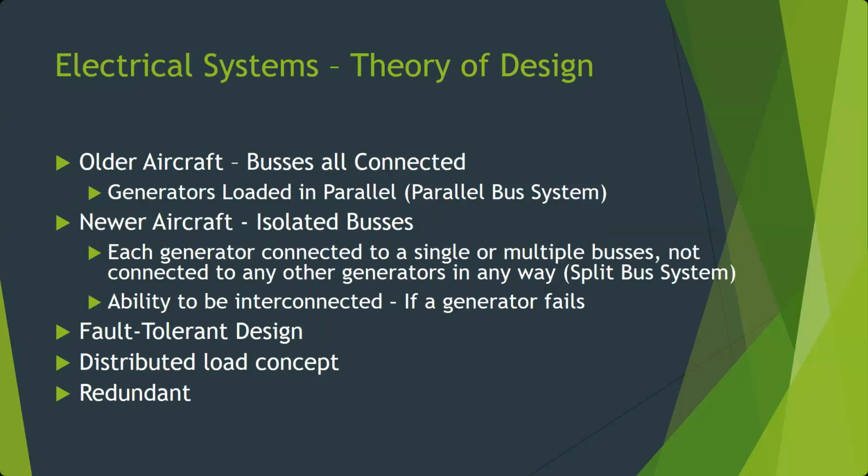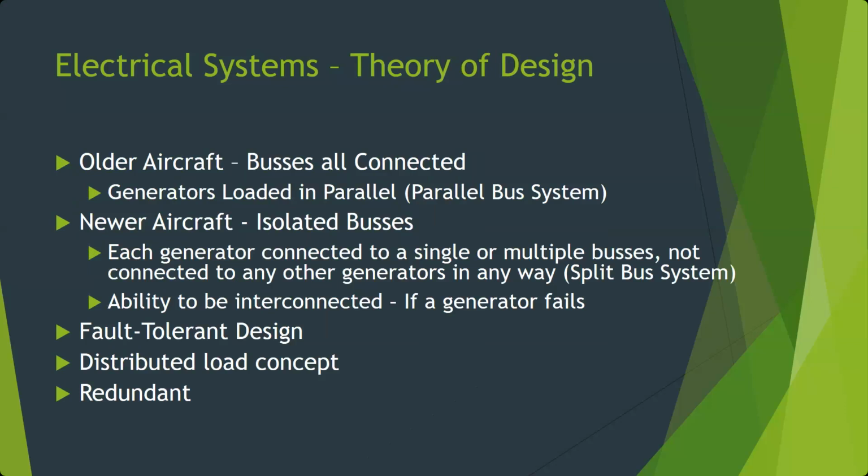However, if it's isolated, the chances of a single failure taking out every electrical system on the aircraft is lower. But what you have to be able to do is quickly power something back up if there is a fault where you lose power to a single bus.